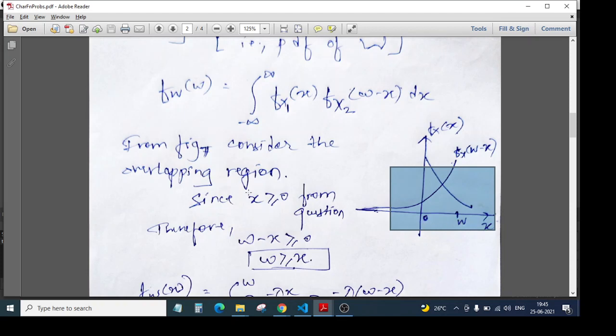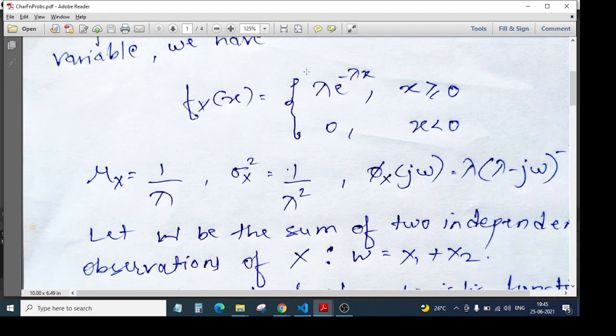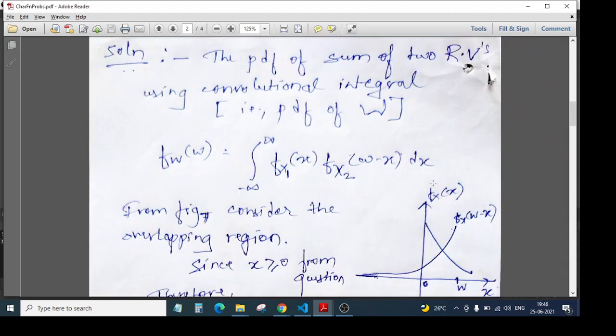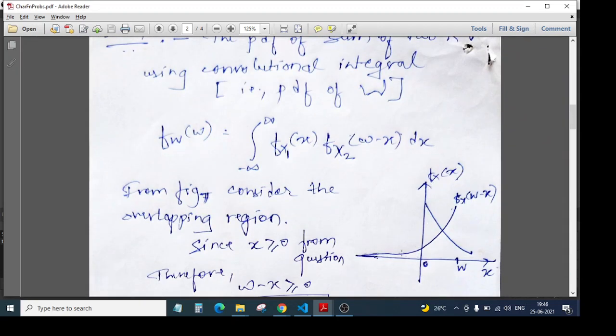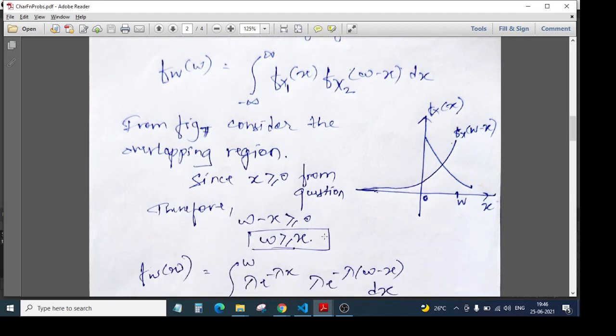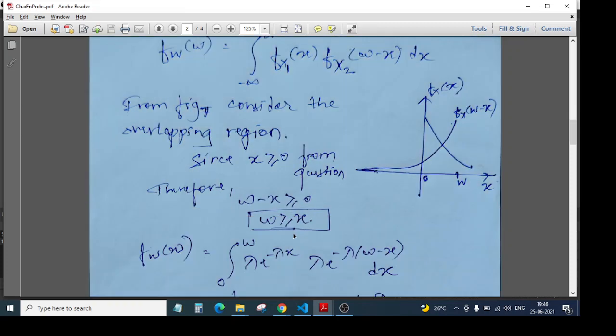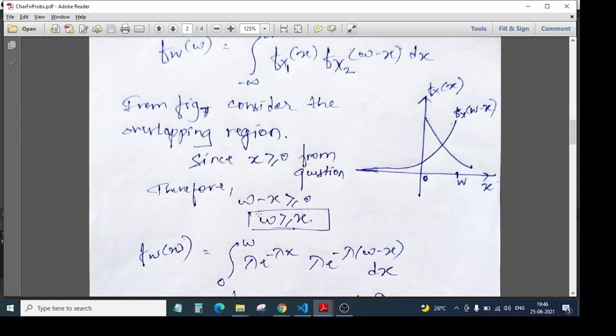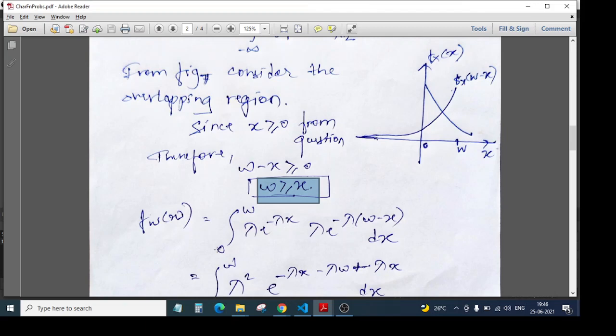Okay, so since our x is greater than or equal to 0, from the question, if you observe in the question here, they have already given us that the value exists only in the range of positive values, that is x greater than or equal to 0. That means we can neglect our negative values. So in clear terms, w minus x is greater than or equal to 0. That means when we take this x to the other hand side, w becomes greater than or equal to x. So our limits will be from 0 to w. So for this, the simple region, the overlapping region, first thing.